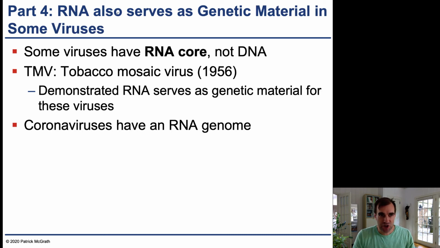RNA also serves as genetic material in some viruses. Most species in the kingdom of life use DNA, but there are actually viruses that use RNA and not DNA. So this is an exception to the general rule, and the genome that's actually stored within the viral particles is RNA material. An example of this is the tobacco mosaic virus, which was studied in 1956. For this particular virus, they store RNA, and that's what they inject into their host.